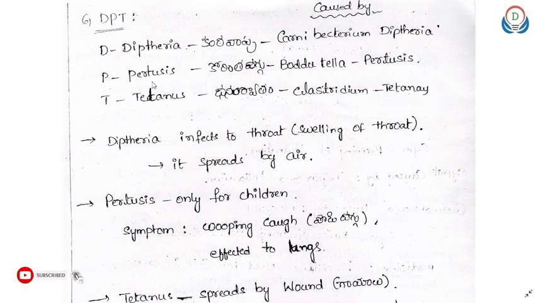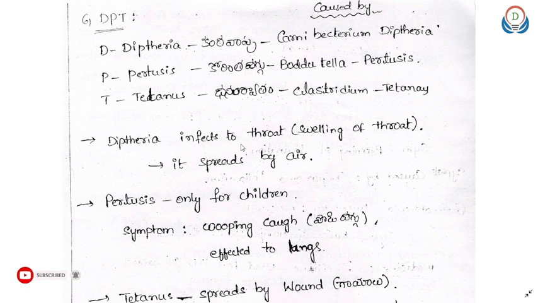And pertussis is caused by Bordetella. There is a spelling mistake here; it is Bordetella. It is a parasitic infection. T is for tetanus. Tetanus is an infection caused by Clostridium.